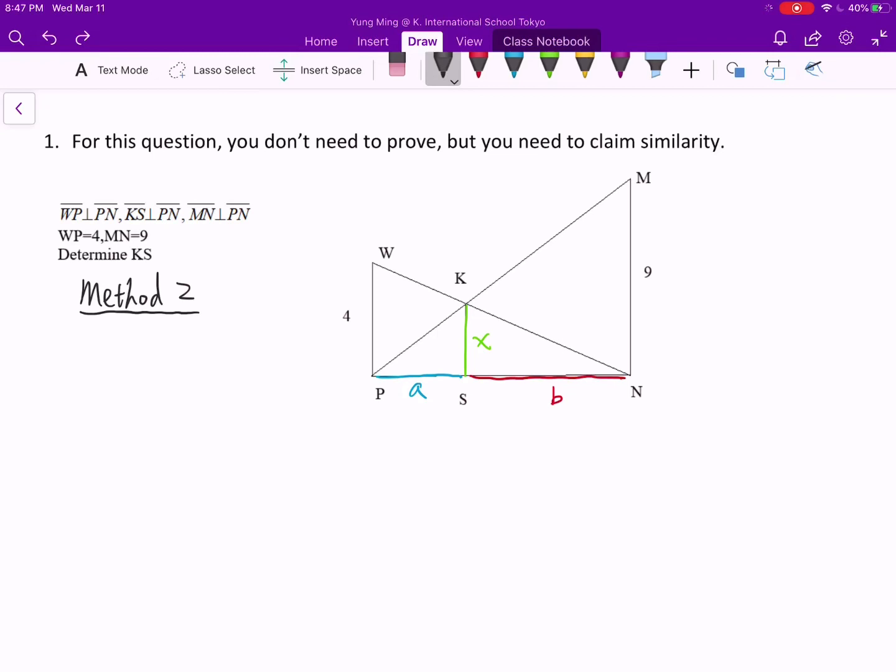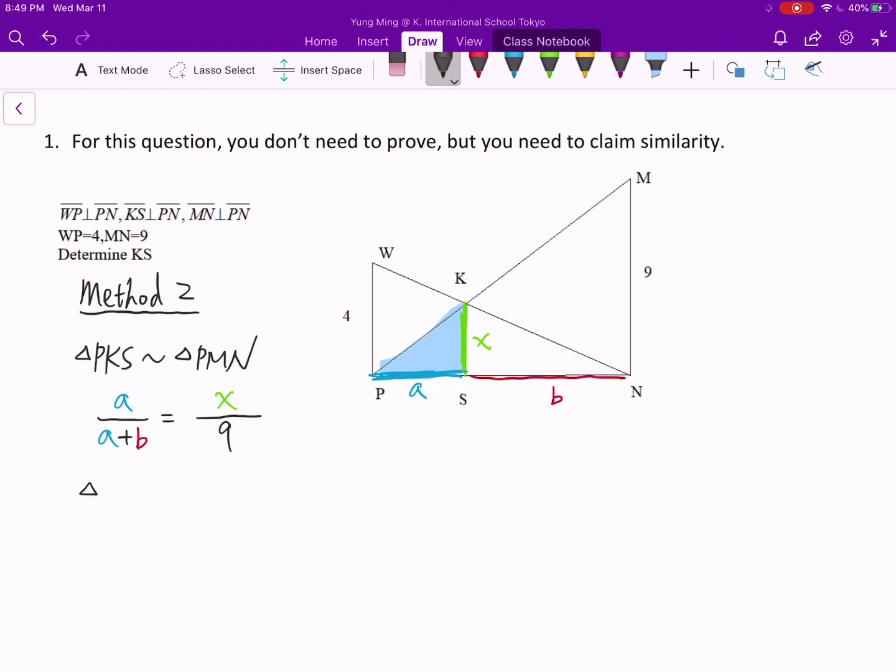And then the first thing that I'm going to claim is that triangle PKS is similar to triangle PMN, which means this smaller triangle in the blue compared to the bigger one over here, they are similar. Of course, we can prove it, but in this case, we don't have to. And if that's the case, what we're going to get is A over A plus B equals X over 9. A from the smaller triangle side length right here, compared to the whole big length over here, is equal to X, the side length of the smaller triangle, compared to 9, the side length of the bigger triangle that we're looking at. So we'll keep that. We're actually not going to touch it. We're going to move on to the second similarity.